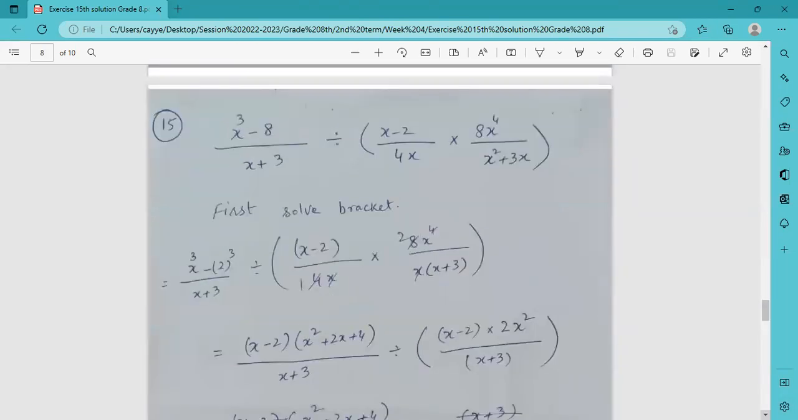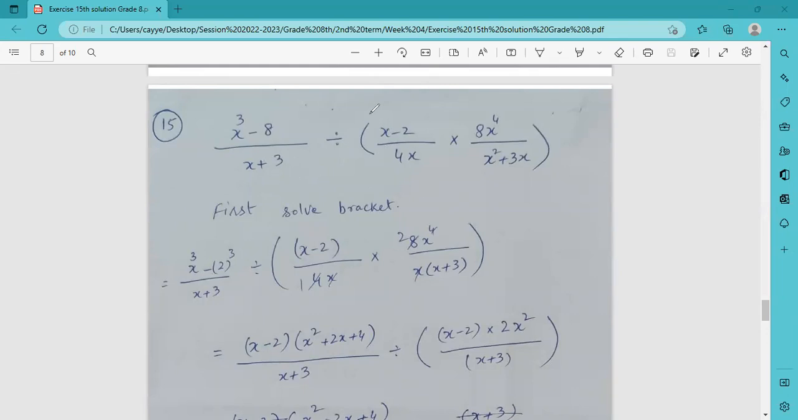Question number 15. If you are not understanding, just practice this question. This is not difficult. It has the same rules that are applied on the previous questions. Now 15a: x cube minus 8. You know that 8 is a cube of 2, right?